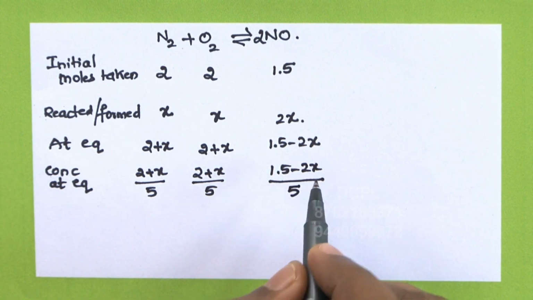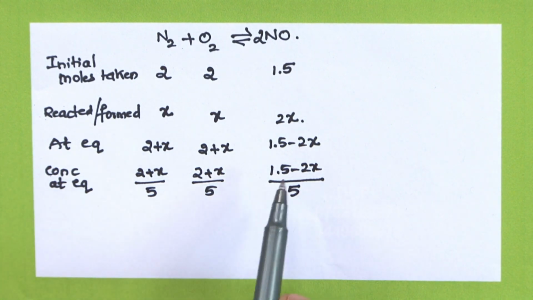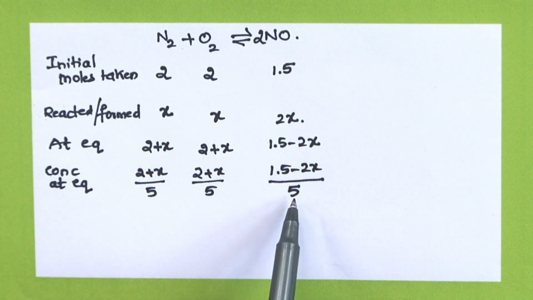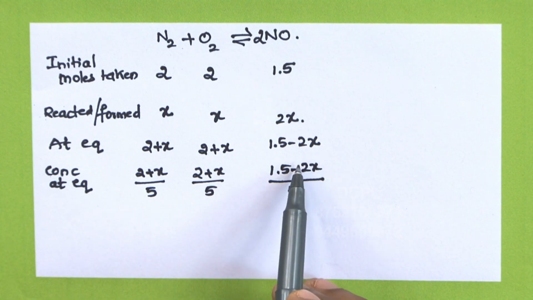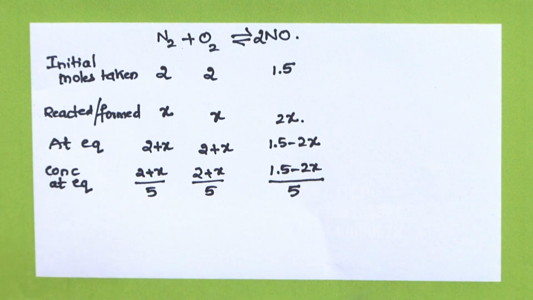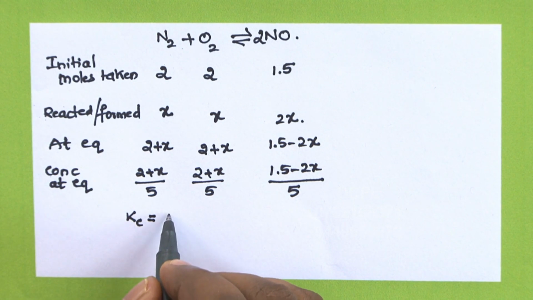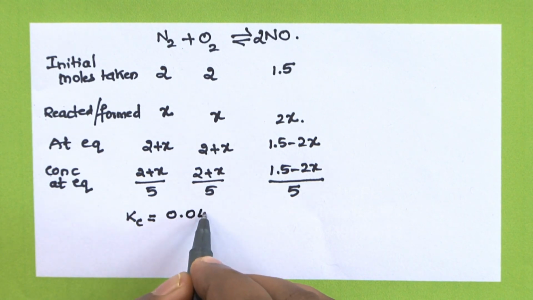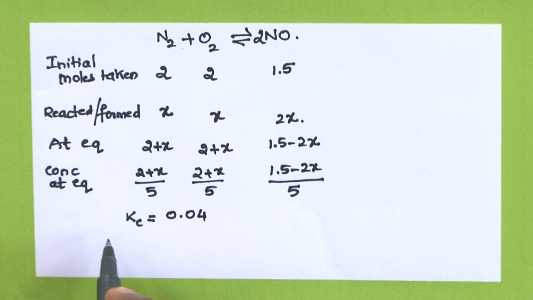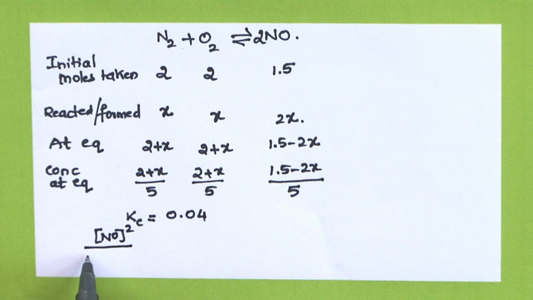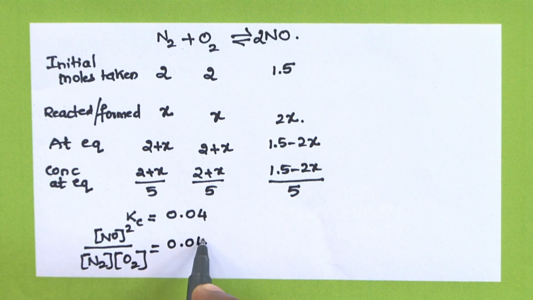So we are supposed to find the concentration of NO at equilibrium. That is, we require the value of 1.5 minus 2x divided by 5. To calculate this, we require the value of x here. How to calculate the value of x? They have given us the equilibrium constant Kc equal to 4 into 10 to the power minus 2, that is, 0.04. So we know that Kc is the concentration of NO raised to 2 divided by the concentration of N2 raised to 1 into the concentration of O2 raised to 1, that is equal to 0.04.